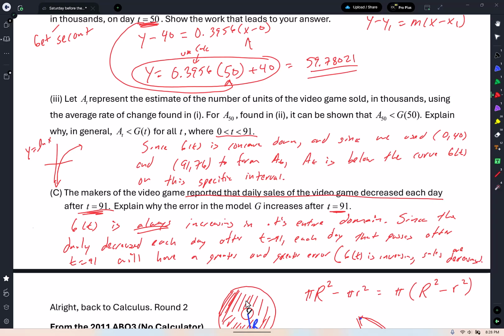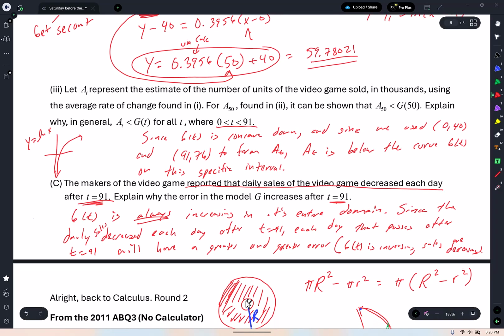Let me read it again. G of t is always increasing in its entire domain since the daily sales decrease each day after t equals 91. Each day that passes after t equals 91 will have a greater and greater error. G of t is increasing, sales are decreasing. I think that sounds good, guys. All right, so there it is. We've done 4 AB, and out of the 4 AB, 2 of them have been BC.